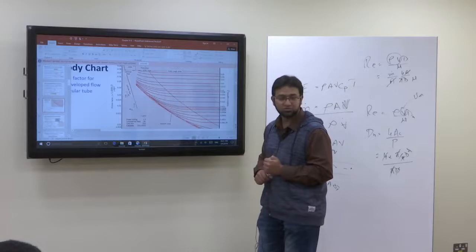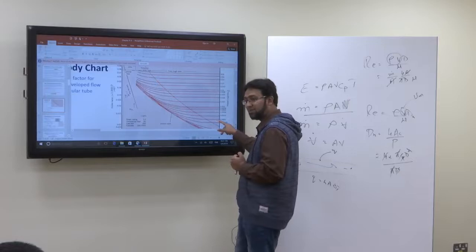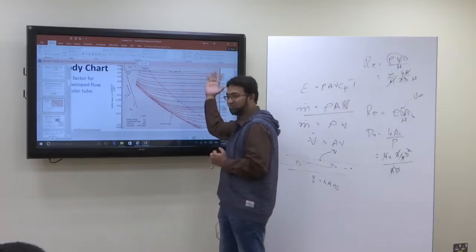You get it or not? Yes. You see here this dotted line? This dotted line is a transition line from laminar to turbulent.